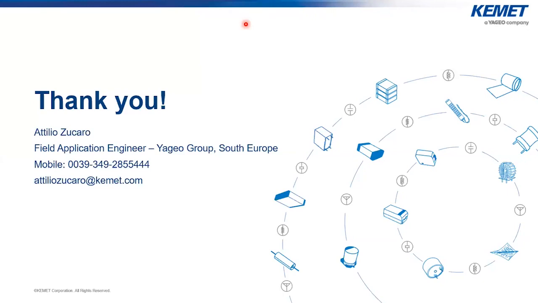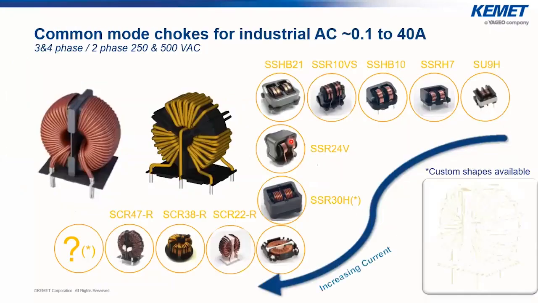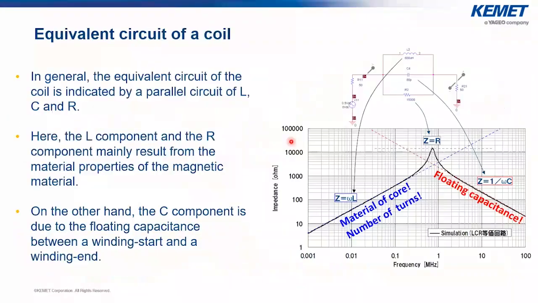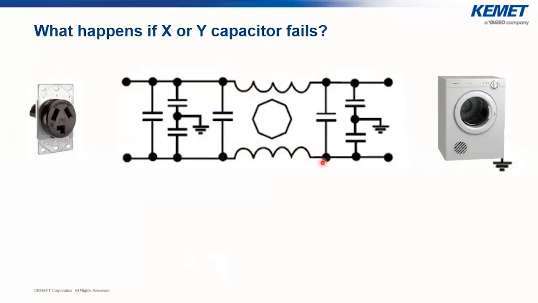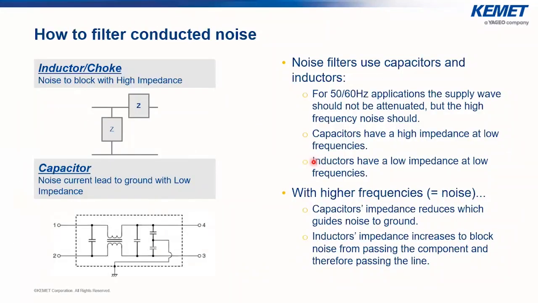I don't know if I understood the questions well. Anyway, I answered here. Of course, we want the power coming from mains to go into the equipment, so the 50 and 60 Hertz waveform should not be attenuated, but we should attenuate the higher frequency noise.